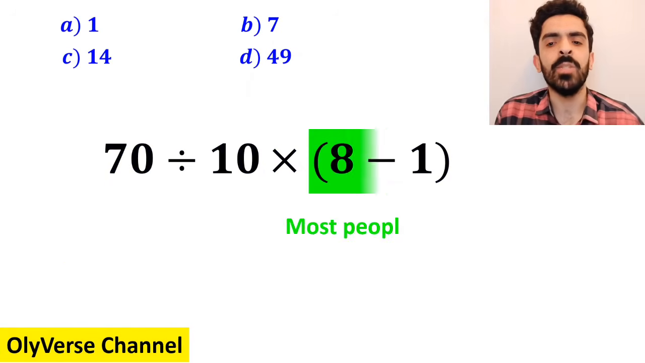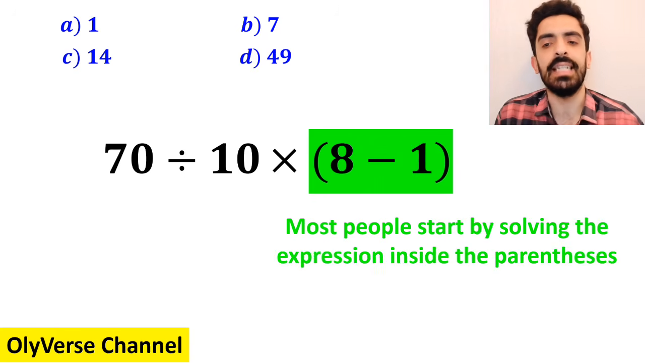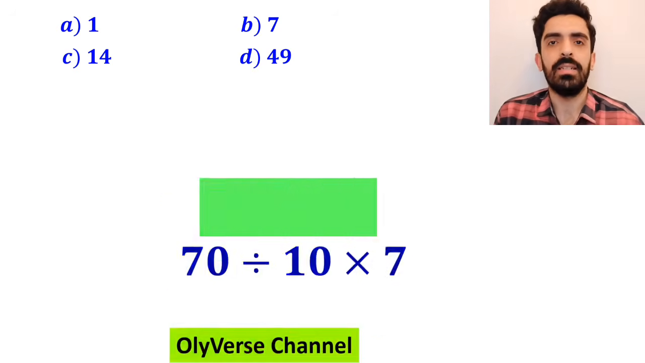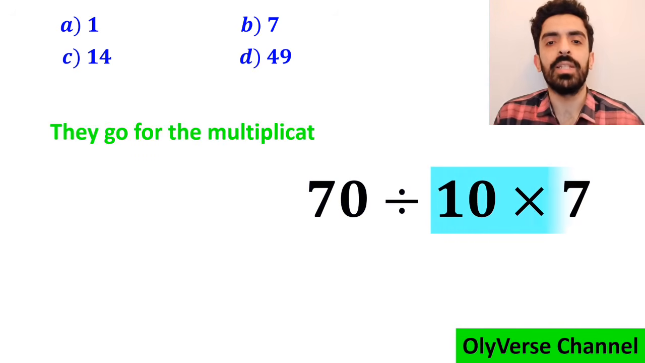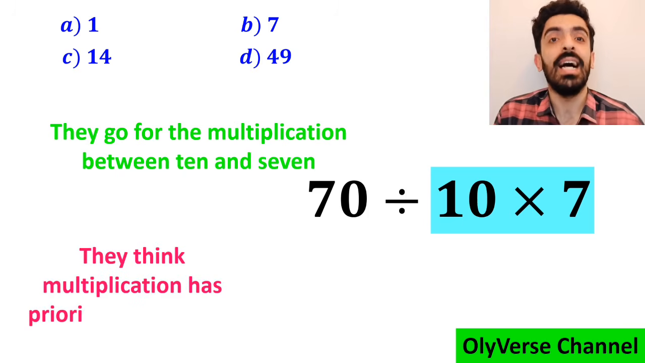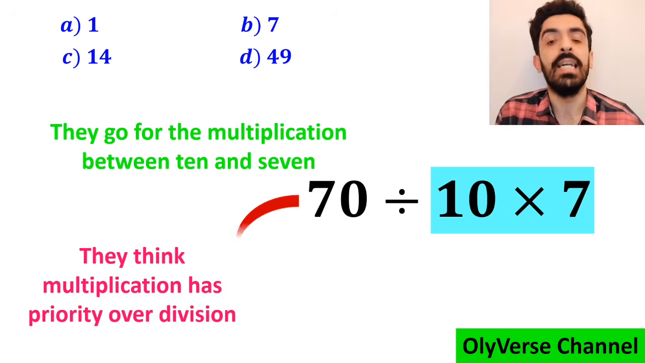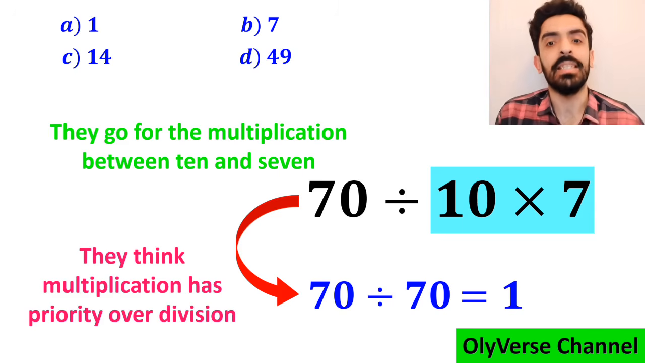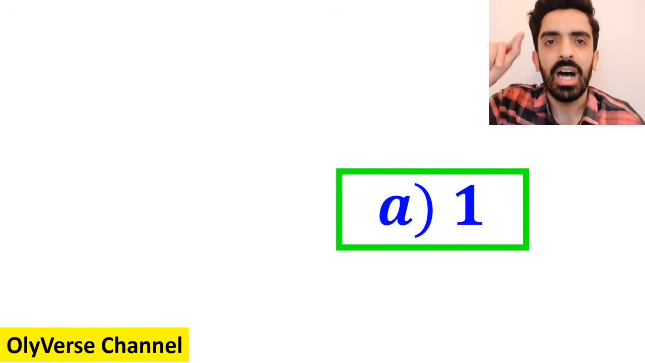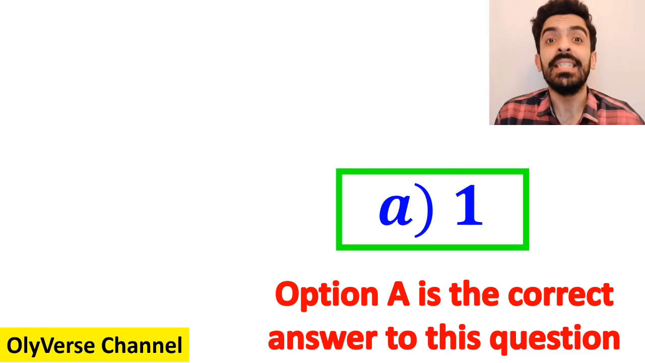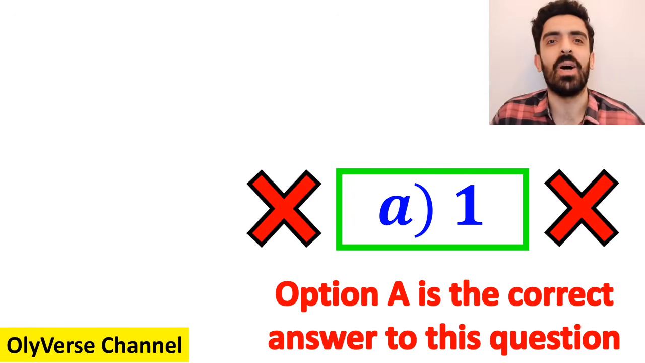In the first step, most people start by solving the expression inside the parenthesis and replace it with 70 divided by 10 multiplied by 7. And the next step, they go for the multiplication between 10 and 7 because they think multiplication has priority over division. So, this expression simplifies to 70 divided by 70, which finally gives them the answer 1. And immediately, they quickly say that option A is the correct answer to this question. However, this answer is absolutely wrong.